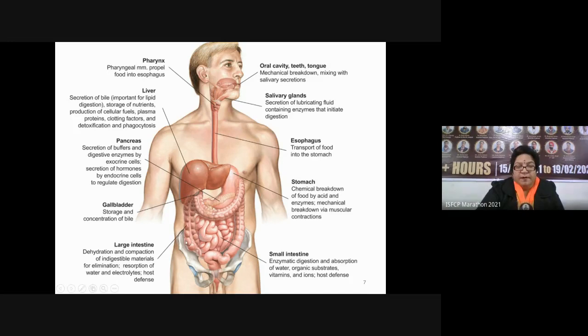See here. The large intestine causes dehydration and compaction of the indigestible material. The digestible material, all the job is over in the small intestine. After the small intestine, it reaches the large intestine, where absorption of water takes place, and compaction of the indigestible material for elimination, resorption of water and electrolytes, and again the host defense. So, in brief, I have given the outlook of the fate of the food, and after this the food is excreted out from the body through the anus.